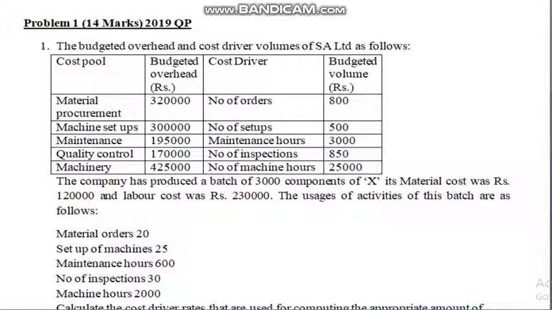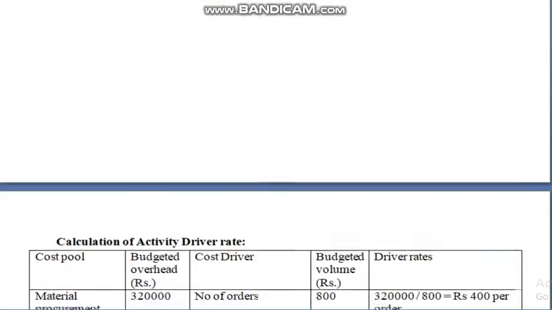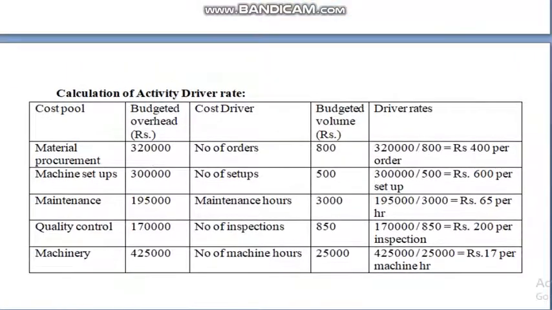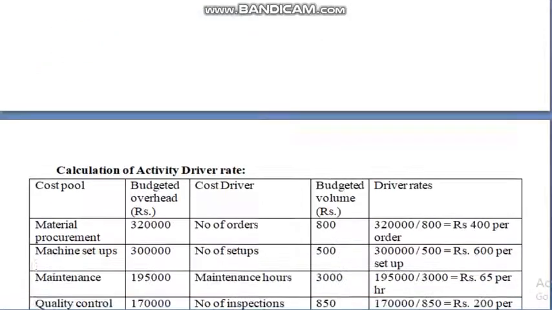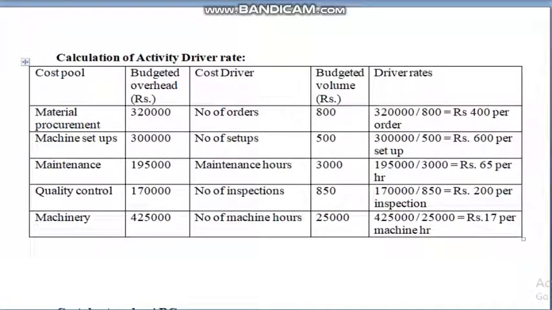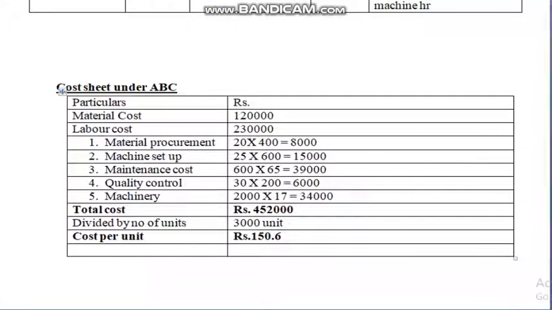Once again I repeat, first we should calculate activity driver rates. In order to calculate activity driver rates, copy this table. Using this table, calculate activity driver rates, because material procurement is based on number of orders, setup is based on number of setups, maintenance is based on maintenance hours, quality control is based on number of inspections, and machinery is based on number of machine hours. In the cost sheet, first take material cost and labor cost, then take the activity-wise cost.